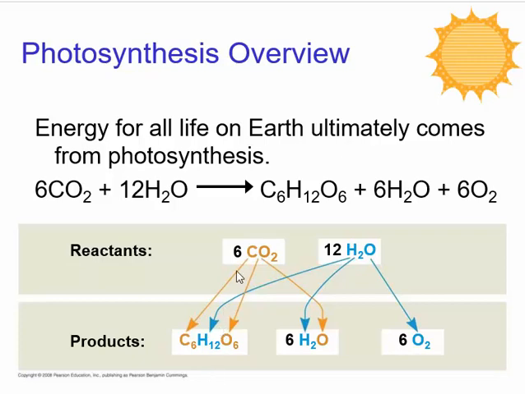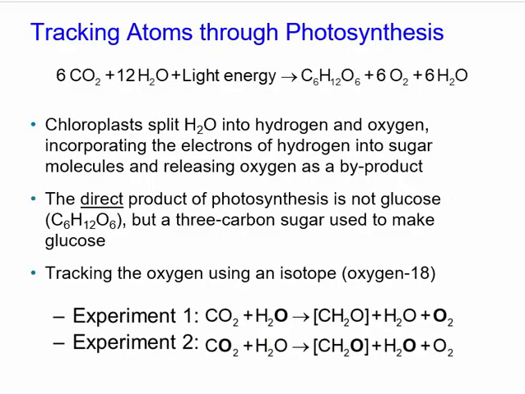Now, I will point out that this is showing how to make a whole glucose molecule from 6 carbon dioxides, but ultimately, the direct product of that Calvin cycle that builds the sugars is not glucose, but actually a 3-carbon molecule, and 2 of those can be used to make glucose. We'll see that in more detail when we get into that.